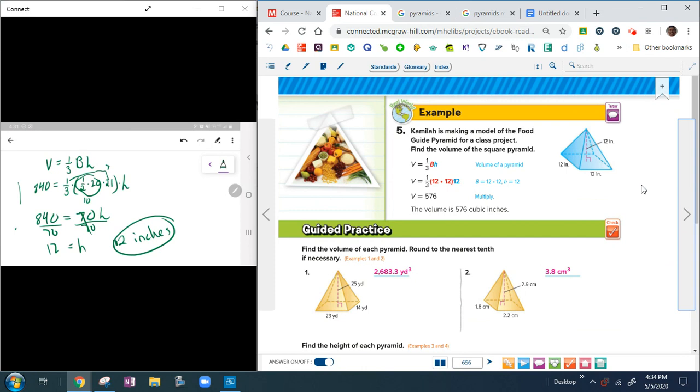Hey, thanks so much for working so hard on this. Here is one more example. They try to put it into an actual real life situation, but it's just basically what we started with in examples 1 and 2.